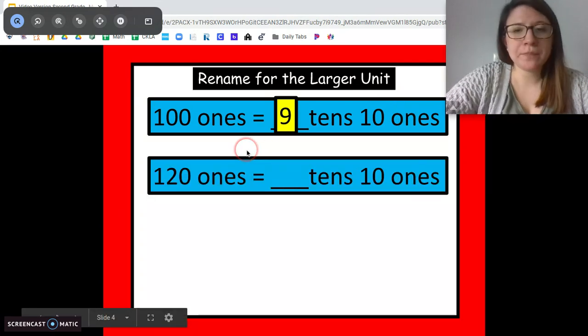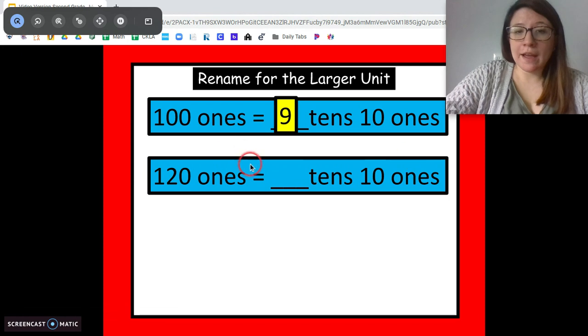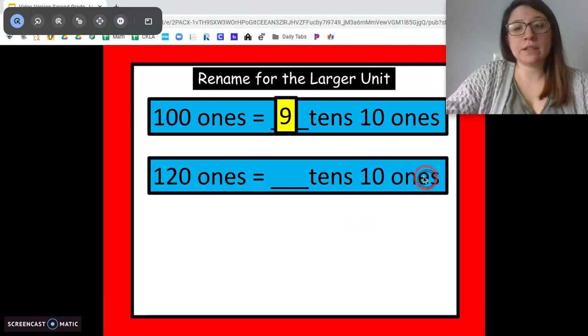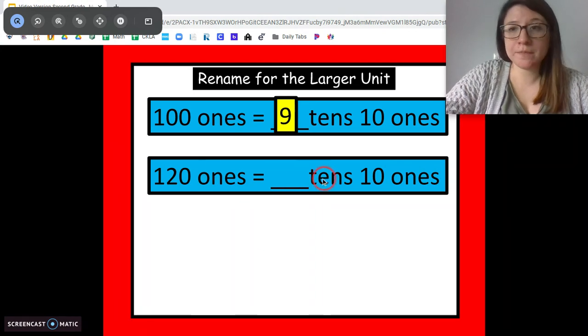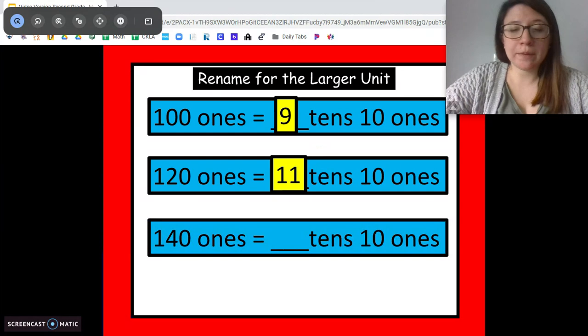All right, let's try another one. Same thing with this one. I'm giving you 120 ones. Now on this side of the equal sign, we have 10 ones already. How many 10s would we need to equal 120 ones? Good, 11 10s. Try another one.